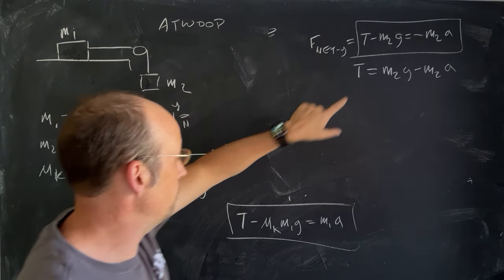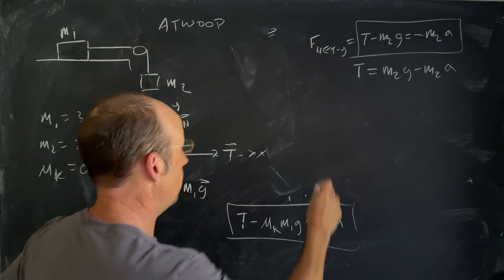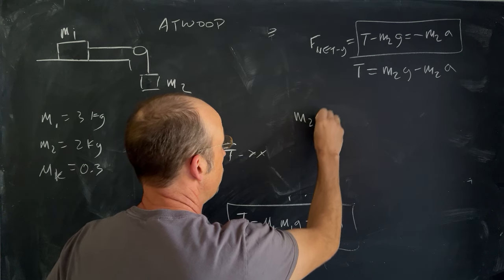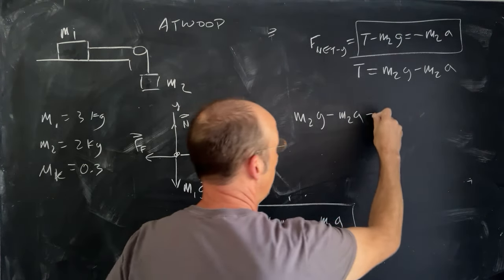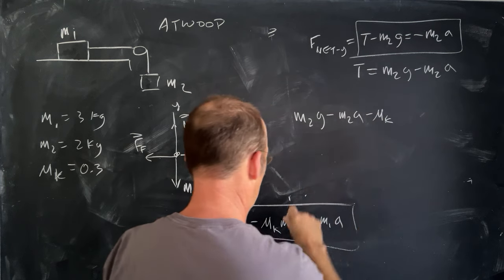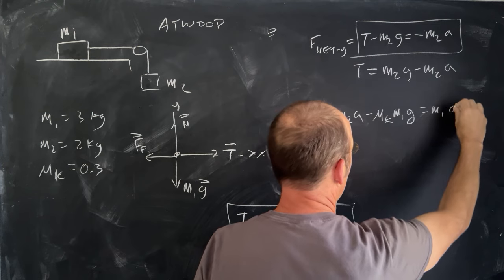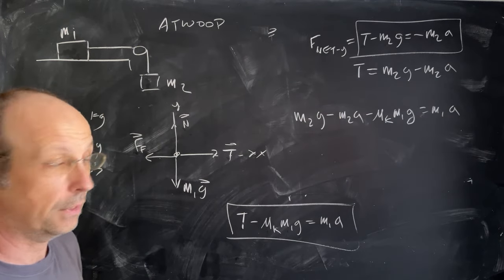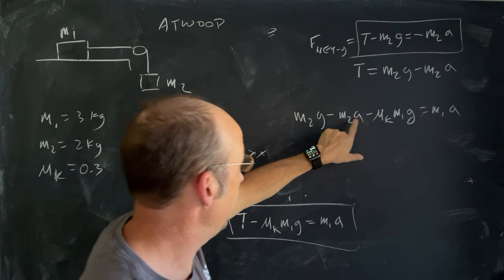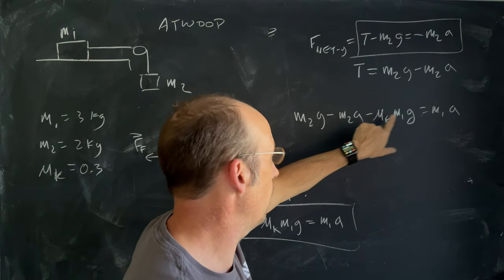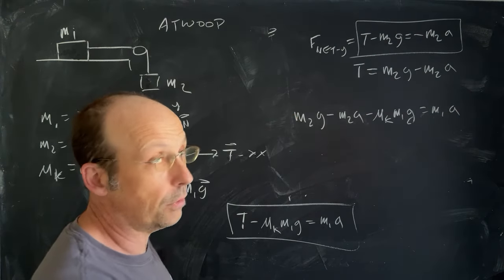Now I can substitute that in down here. Instead of t, I'm going to write that. So this equation becomes m2g minus m2a, that's my t, minus mu k times m1g equals m1a. Now I only have one variable, a. So let's get all of our knowns and unknowns on one side.